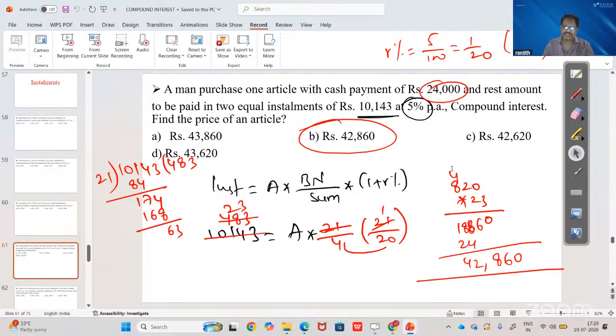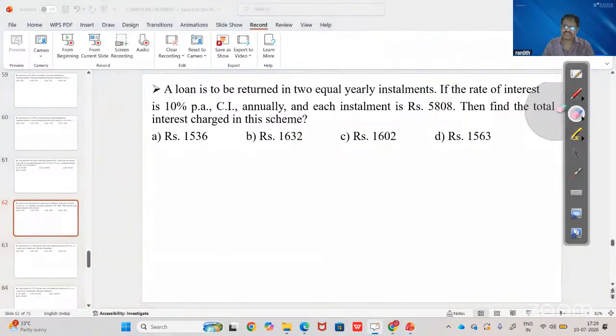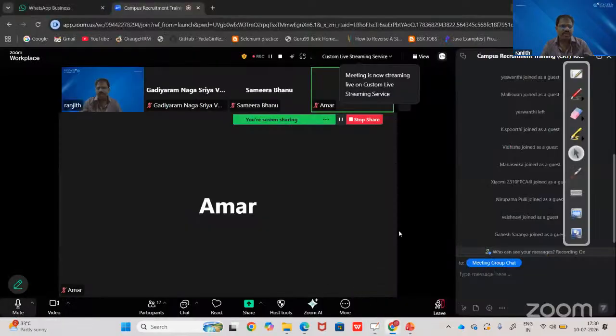Next. So what is the answer here? Anyone, can you please tell me what is the answer here? Anyone?